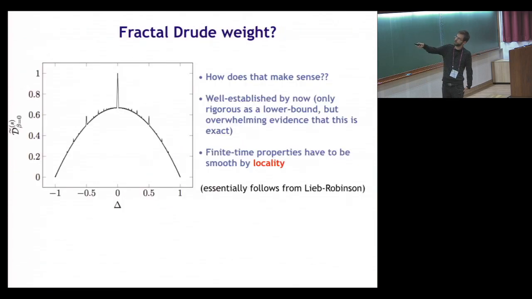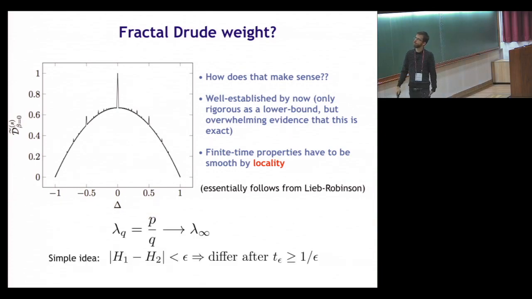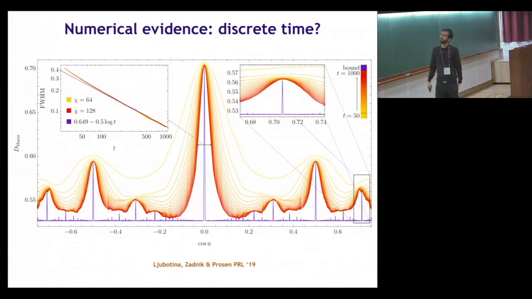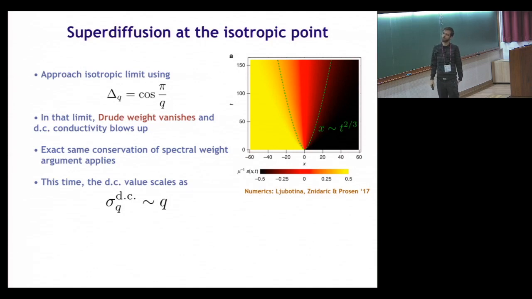So I'm approaching this with a series of rationals. But actually, the same story holds. The Drude weight is decreasing, and it has to go somewhere. And the exact same argument of conservation of spectral weight has to apply. The only difference is that here you can compute the DC conductivity associated with this, and this is something Jacopo did last year. It actually scales with q. It's also pretty easy to show.